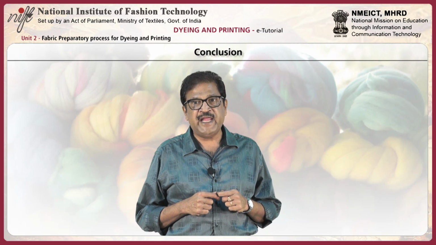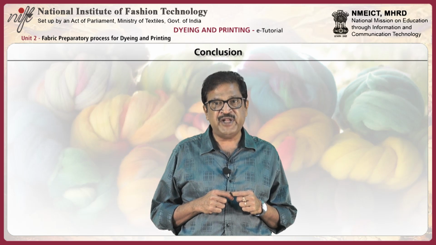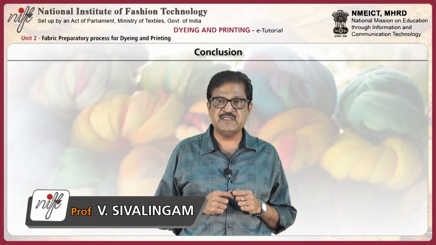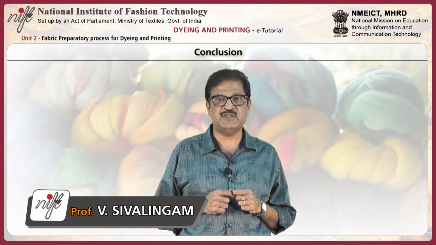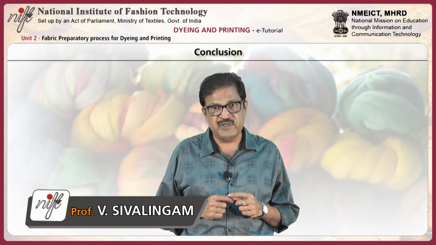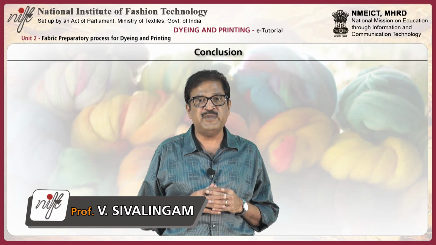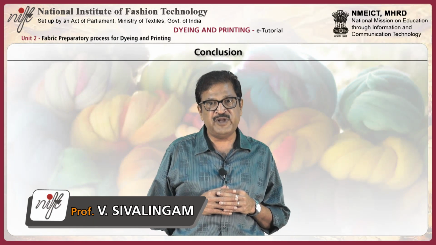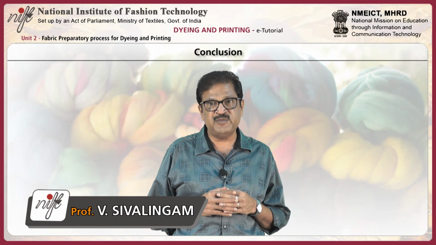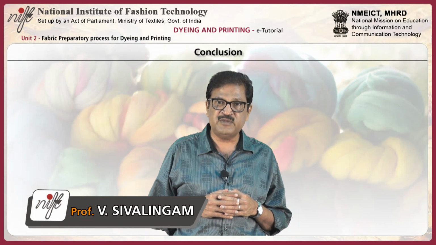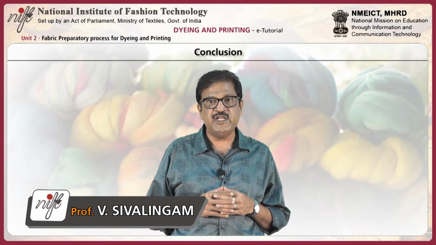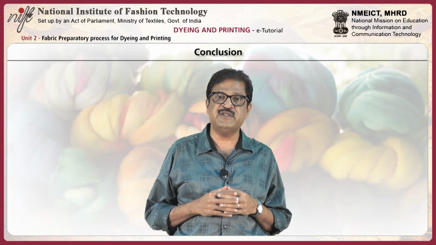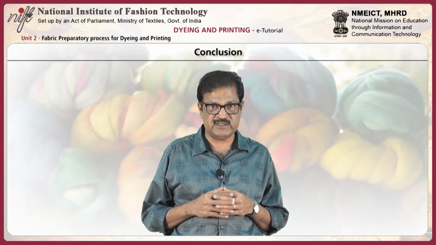You have come to the end of this unit. To summarize, in this unit, you have learnt about the preparatory process involved in dyeing and printing. You have also reviewed the operations in different departments in processing houses: cotton preparatory process, wool preparatory process, silk preparatory process and the polyester preparatory process. Finally, you have also examined the important pretreatment process sequence for different types of fibers.